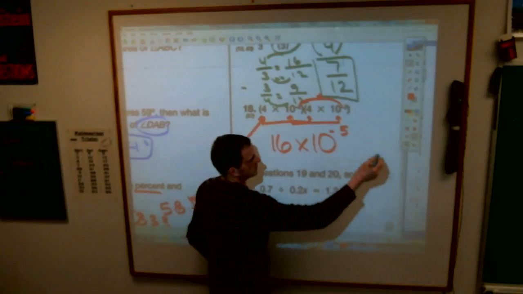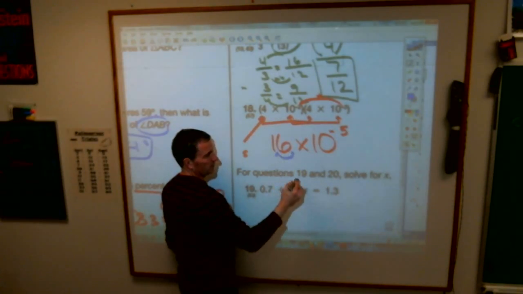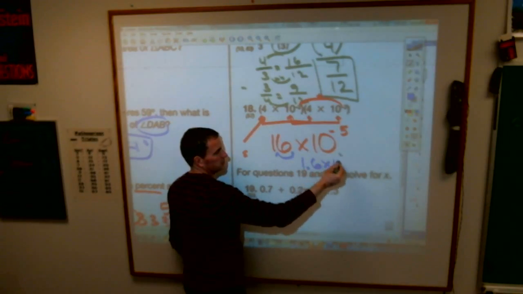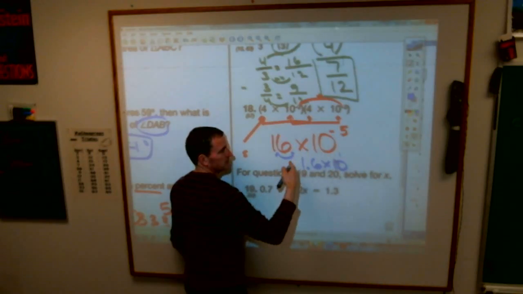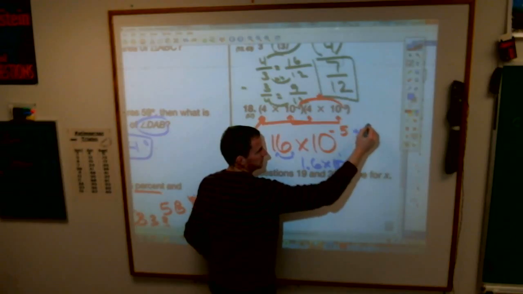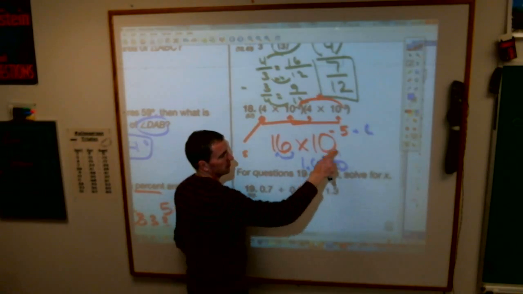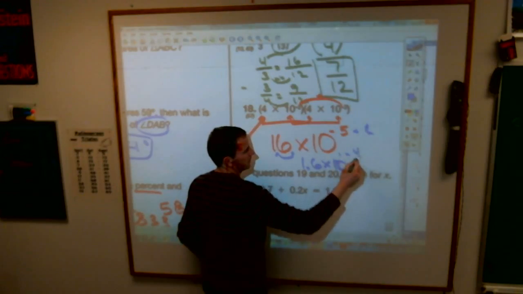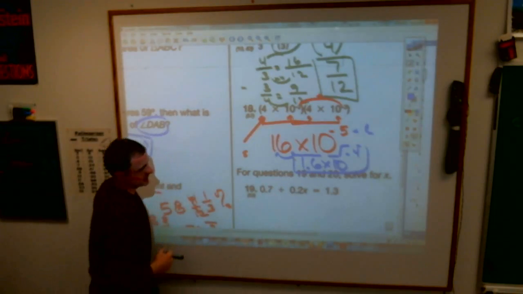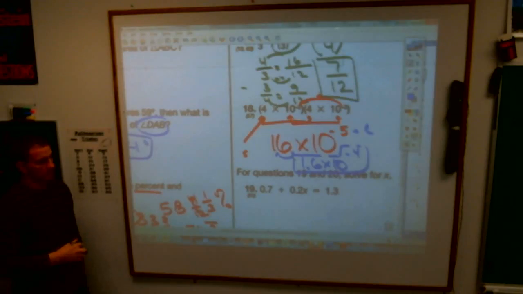It's an easy fix. You just take the decimal from where it started, move it so that it is between 1 and 10. It is now 1.6. But then, because you change this, you have to adjust this number. If you make this smaller, which I did, I have to make this bigger. And negative 5 plus 1, I make it 1 smaller, I make that 1 bigger, it is a negative 4. 1.6 times 10 to the negative 4th power.